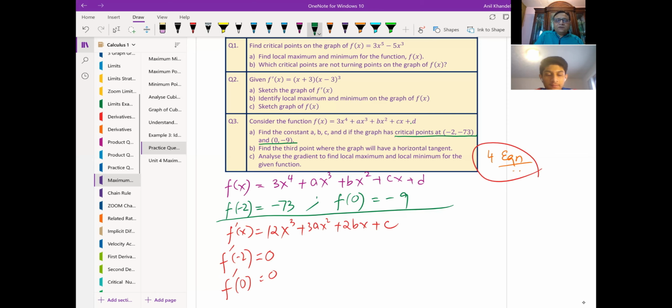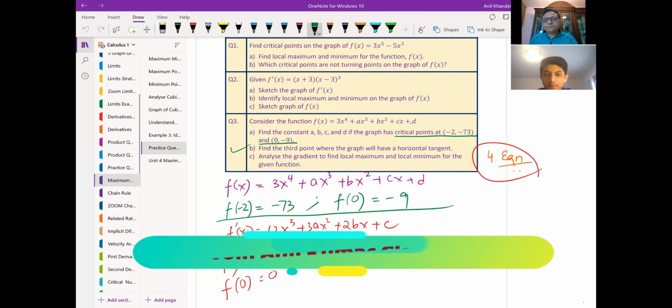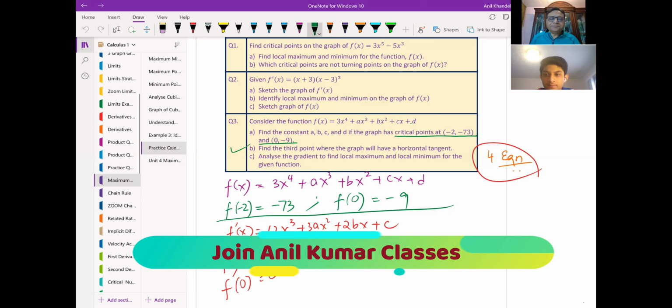So one thing here, we have 4 equations. Part B. Can you please read part B now? Find the third point where the graph would have a horizontal tangent. So we're given 2 points already, but once you have the values of A, B, C, D, you know the function. Find the third point. Part C. Yes, sir. Analyze the gradient to find the local maximum and local minimum for the given function. Very good. So that is what you have to do, and this is also your homework. Is that clear?